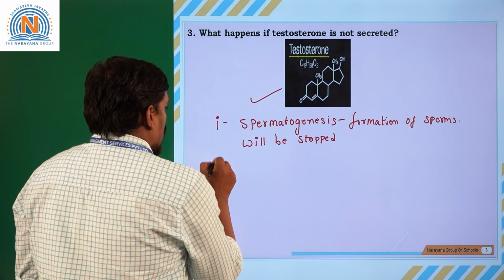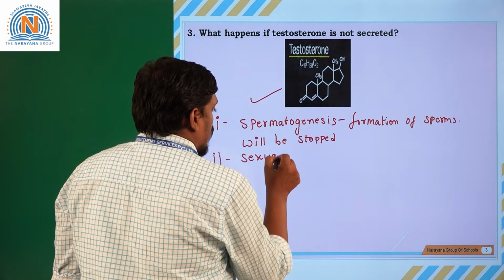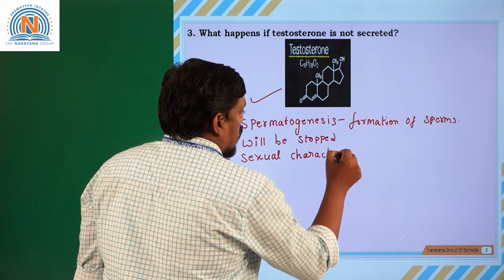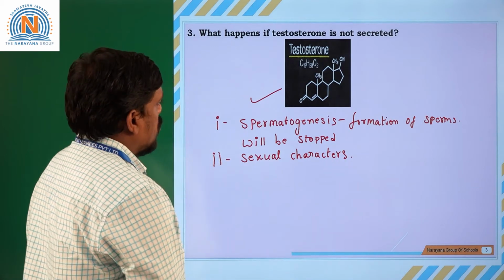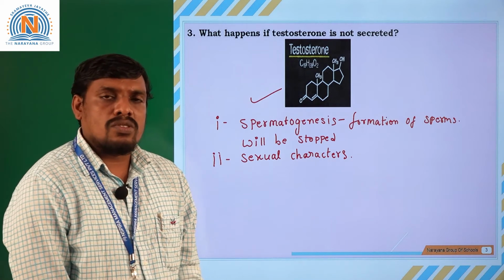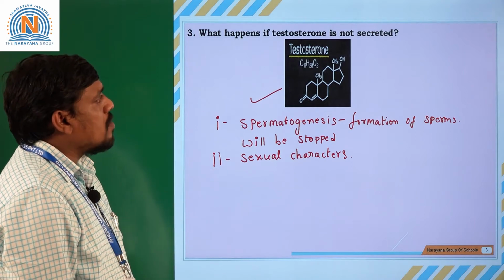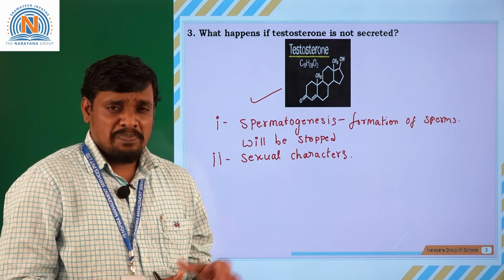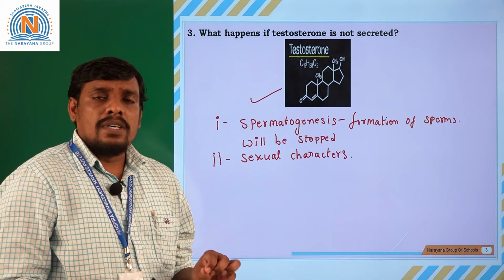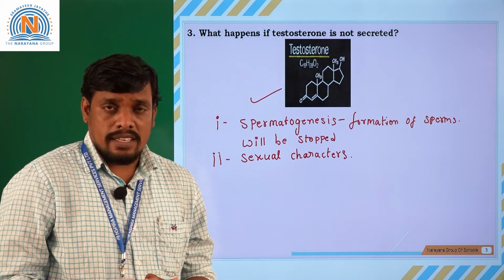Point number 2. Some of the secondary sexual characters of male are not seen in males if the testosterone is not produced. So gonads will also not develop well if testosterone is not produced well. So these are the symptoms, diseases, or abnormalities that we can see in a person who does not have testosterone in a proper concentration.